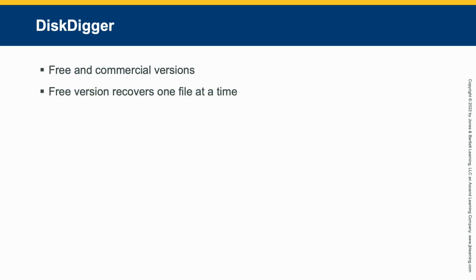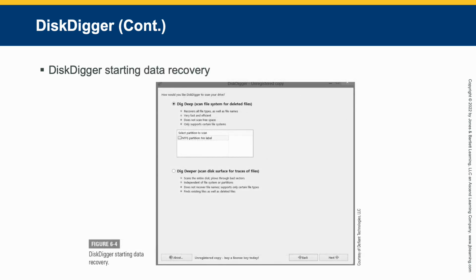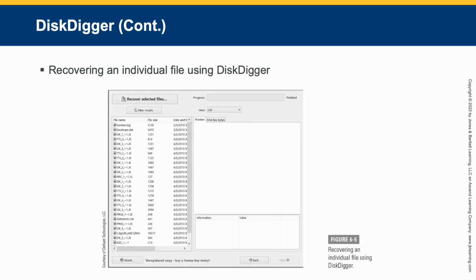DiskDigger, free and commercial versions. Free versions recover one file at a time. Here is DiskDigger, how it looks. Starting the data recovery, you can see the NTFS partition with no label, and then you press next when you dig deep. Recovering an individual file using DiskDigger.